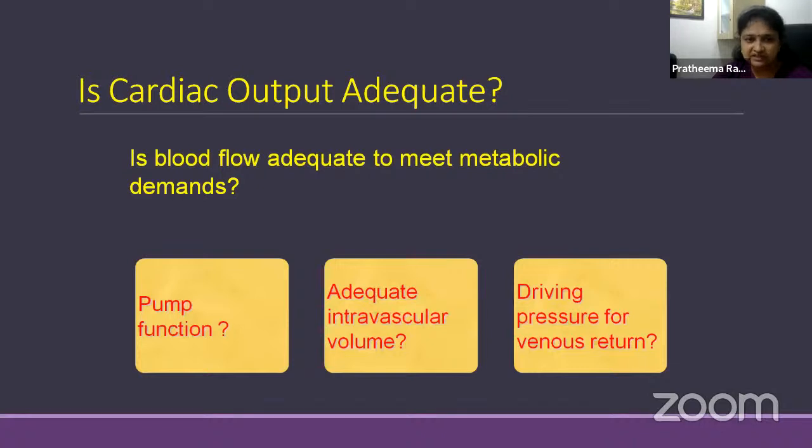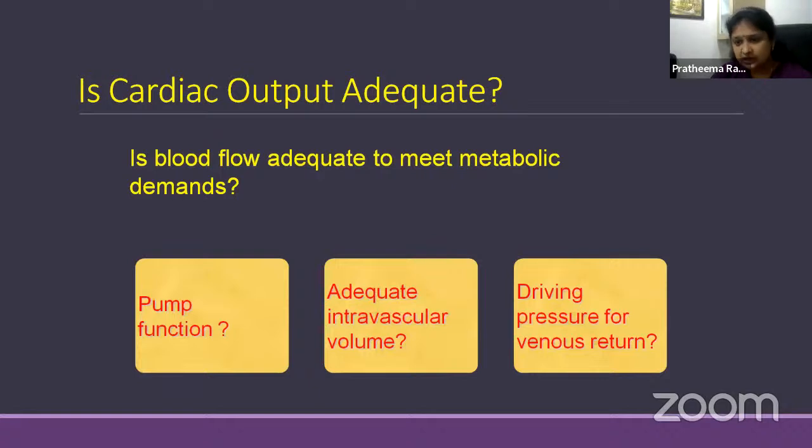So just going to the basics, just deviating away from our clinical scenario. What are we thinking about at a subconscious level? Is the cardiac output adequate? As I told, there is no single normal cardiac output. It is going to be whether adequate or not. So what do we have to know? Is the blood flow adequate to meet the metabolic demands? If it is not, what is the pump function? How is the heart? And is there adequate intravascular volume?